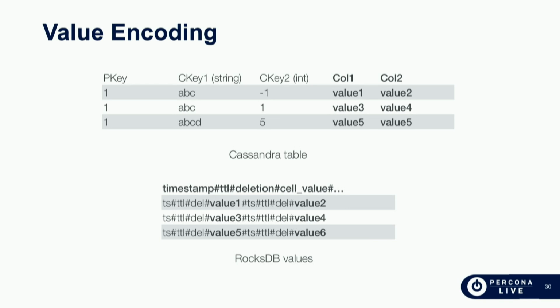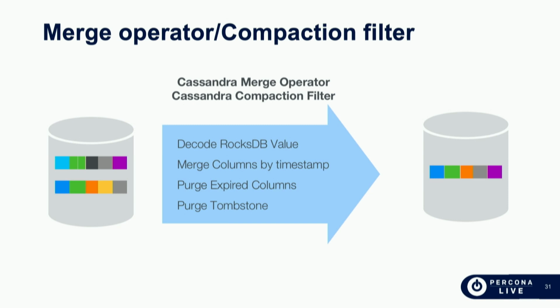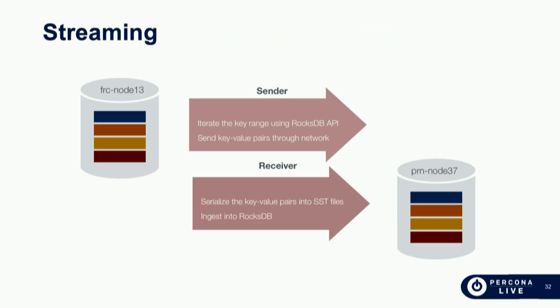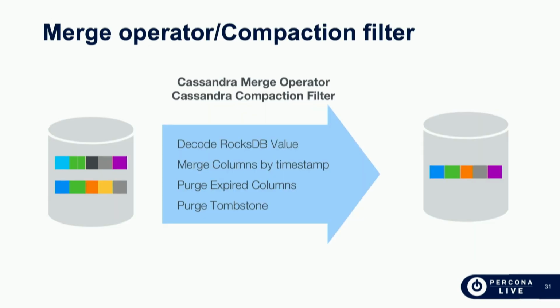The next part of the data model support is the value encoding. Besides encoding multiple cell values, we also need to encode the timestamp, TTL, deletion information, etc., along with the value. So we designed a special format to hold all this information and wrote C++ components for serialization and deserialization. On top of that, we wrote a customized RocksDB merge operator and a compaction filter in C++ for merging different versions of data based on the timestamp, and also for handling the purge of expired data, based on the tombstone, TTL, GC grace seconds, etc.